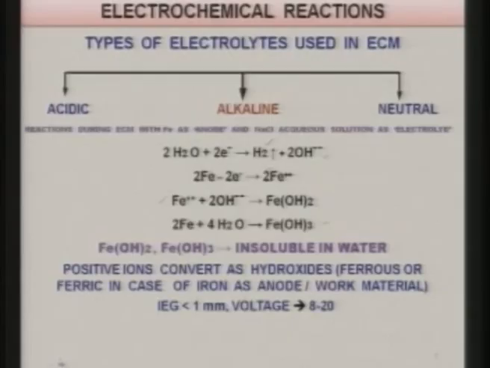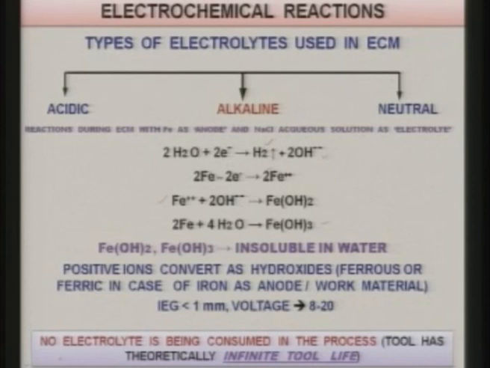and the workpiece. Now, positive ions convert as hydroxides; we have already seen ferrous or ferric hydroxide in case of iron as anode workpiece material. Another point is that the inter electrode gap should be less than 1 millimeter and the normal voltage used is 8 to 20 volts. Another point to note here is that no electrolyte is being consumed in the process. You can see all these equations, electrolyte is not being consumed.